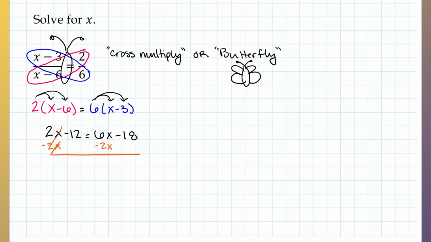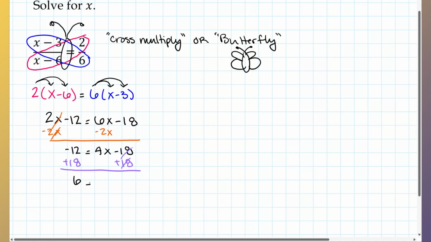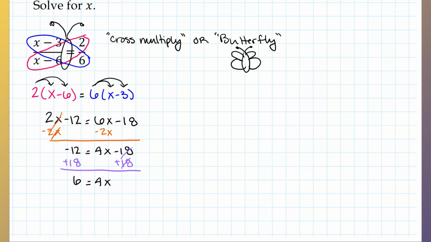We are left with negative 12 equals 4x minus 18. We're going to add our 18 to both sides, and we are left with 6 equals 4x. Last step here is we're going to divide by 4 on both sides, and to get x by itself, simplify your fraction. So we get 3 over 2 equals x, or 3/2 x.